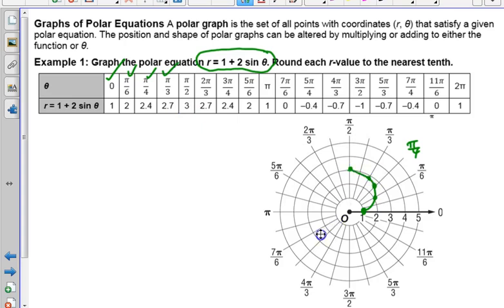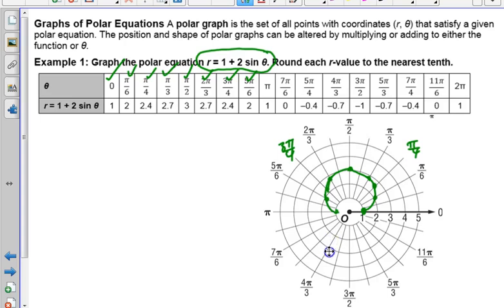Okay, so yours look sort of like that, probably better than mine. Okay, now as we go around to 2 pi over 3, we go back to 2.7. And then at 3 pi over 4, which would be here, we're down to 2.4. And at 5 pi over 6, we're back to 2. And at pi, we're back to 1.